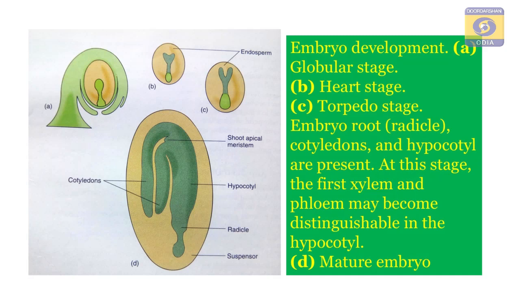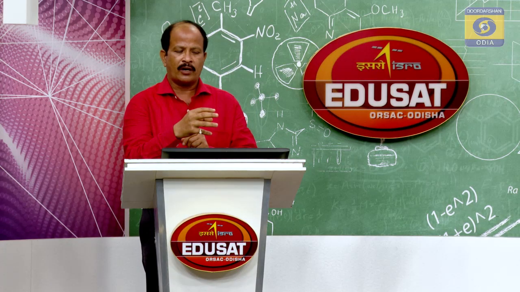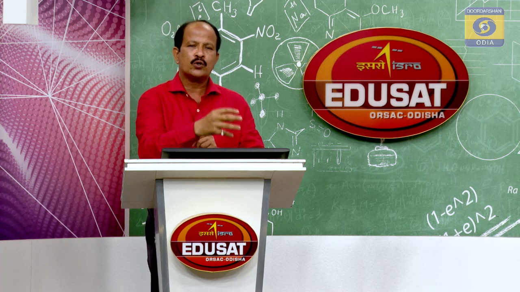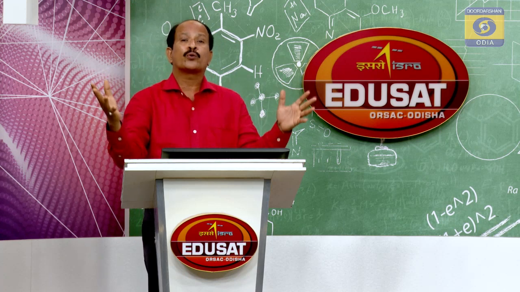Now, you can look, when the zygote divides, it gives rise to a multicellular structure and there is polarization, it gives rise to the embryo proper and a suspensor cell. The suspensor is a transfer cell, it transfers nutrients from the endosperm to the embryo. You can look at there is a basal cell, and through that cell the nutrients from the endosperm are diverted to the embryo, so that the embryo grows.